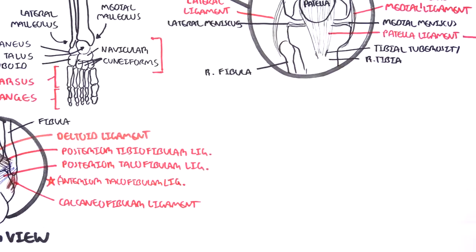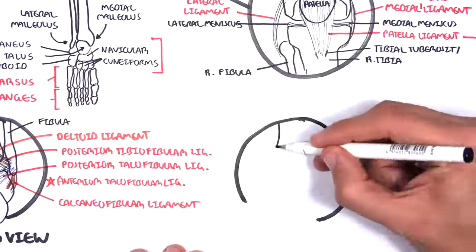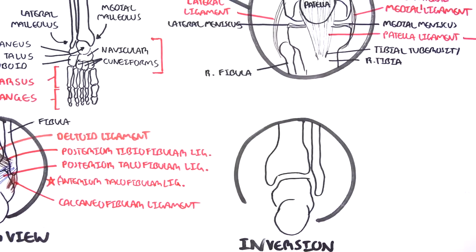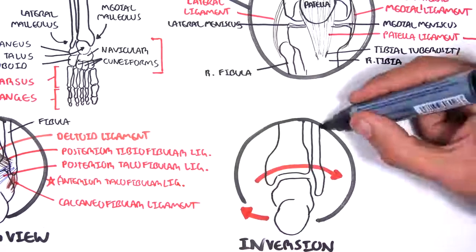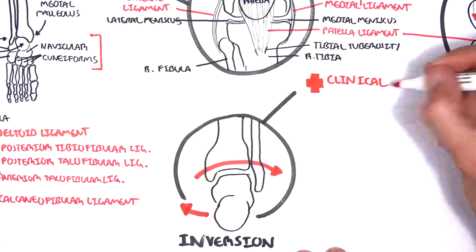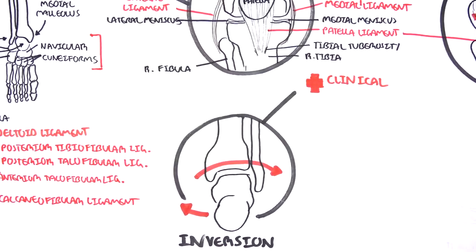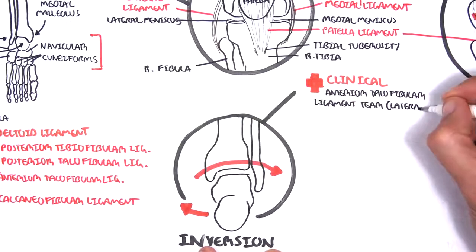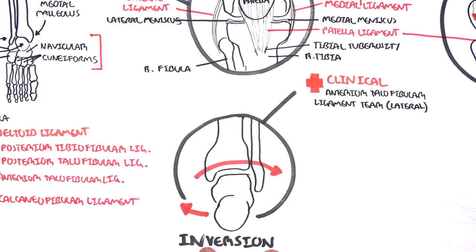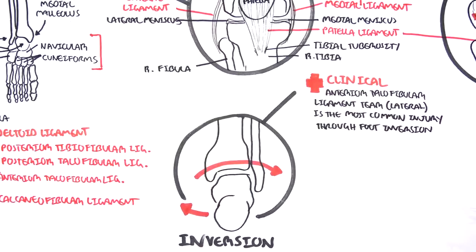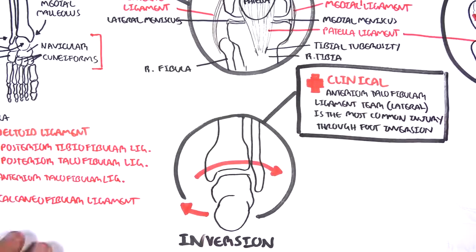And the reason being is when you have rolling of your ankle to the inside, so inversion, the ligament most commonly injured is the anterior talofibular ligament. And that's a good exam question. So through inversion, you can get an anterior talofibular ligament tear. The ligament, remember, is located on the lateral side. And again, this is the most common injury through foot inversion.